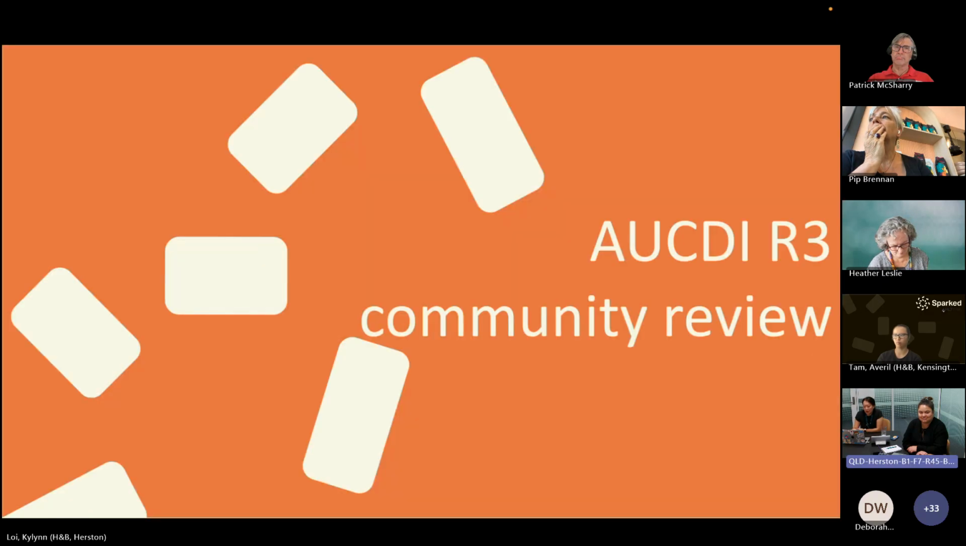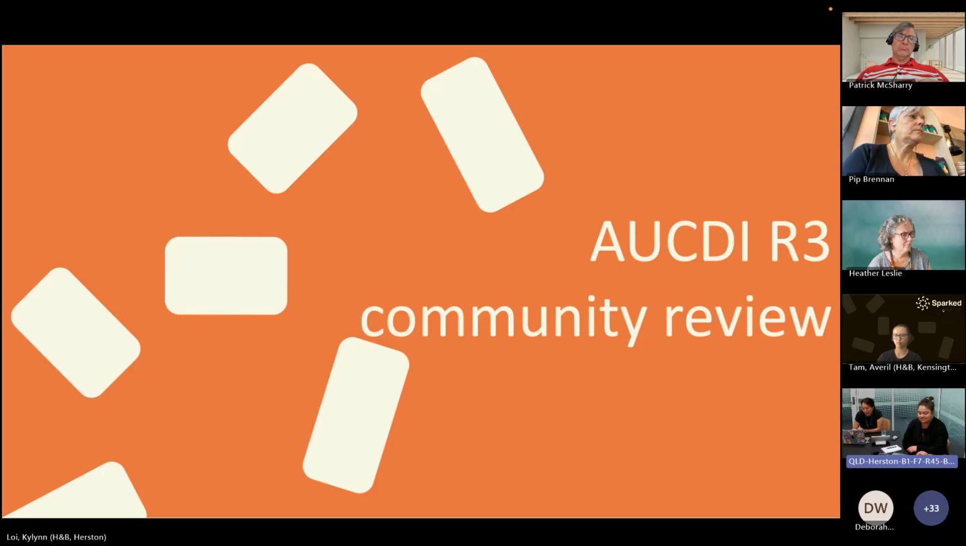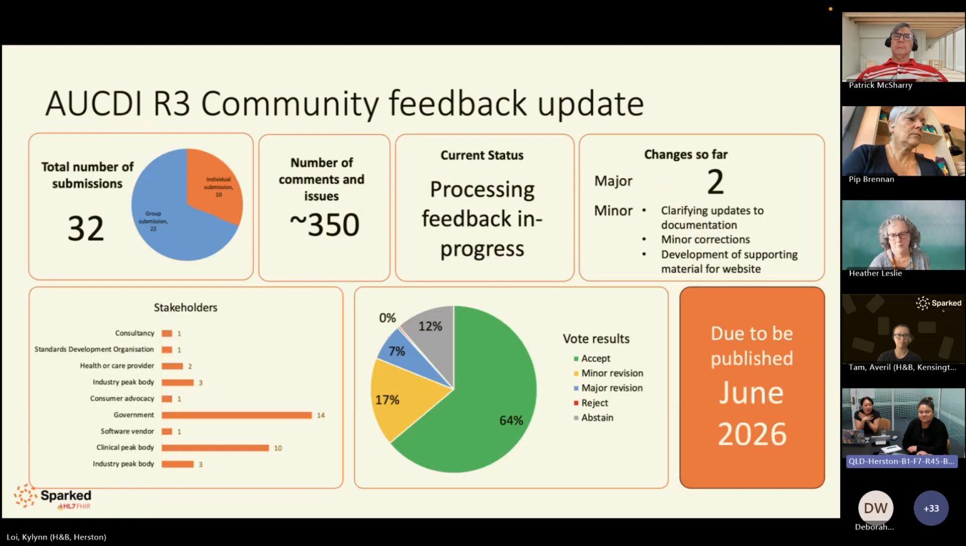Okay, so onto the first agenda item. We had AUCDI R3 out for community review. I think it was open for about 6 weeks and it contained all of the new content that we had added over the last year. As part of that review, we actually received a really large number of comments and issues, which was really amazing. So as you can see from this slide here, we had 32 submissions, but a large proportion of those were group submissions, and some individual submissions. It did produce quite a lot of feedback in the best way possible.